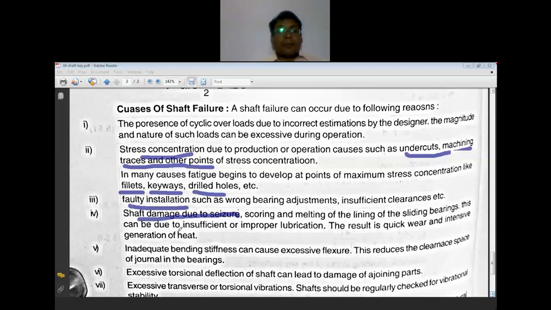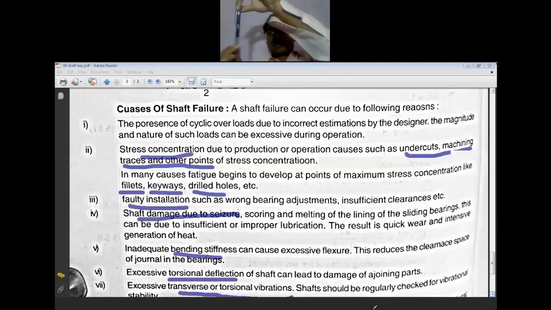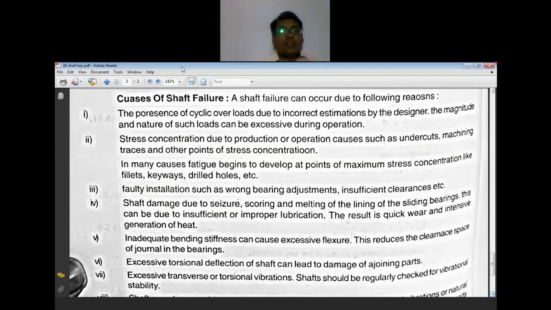Then inadequate bending strength can cause excessive flexure. Then excessive torsional deflection is one of the reasons. Then excessive transverse or torsional vibration, which causes overhanging. This is the torsional deflection that is taking place. Sometimes you can see that the fan is rotating like this. It is one of the reasons for failure. So these are the different reasons for shaft failure.